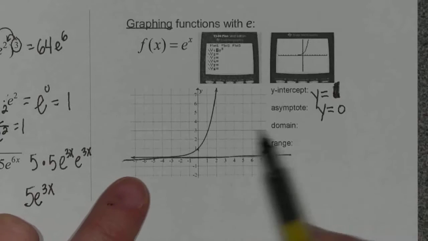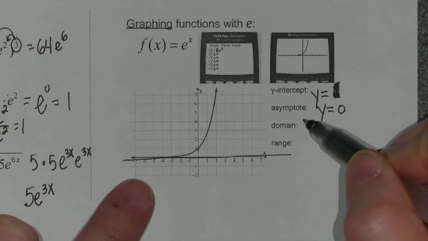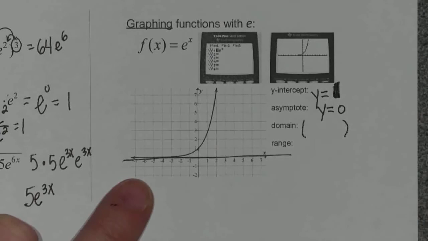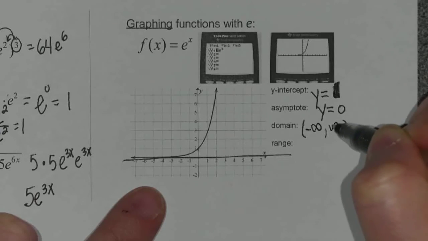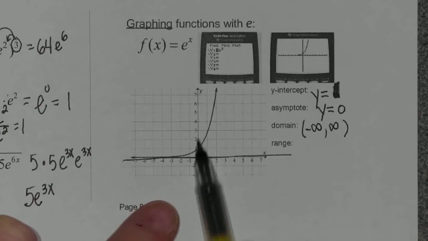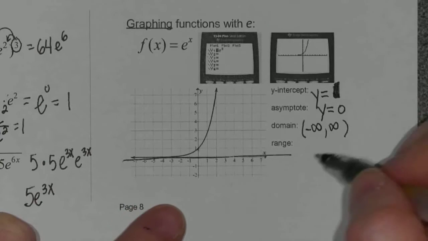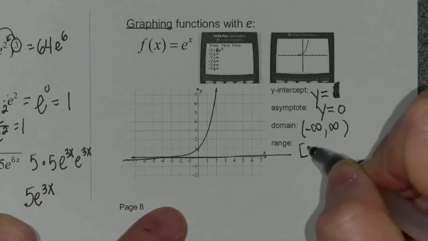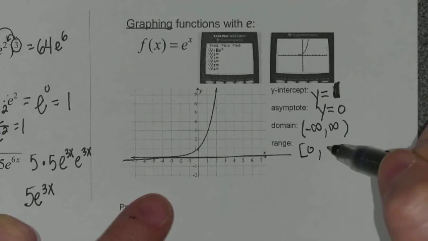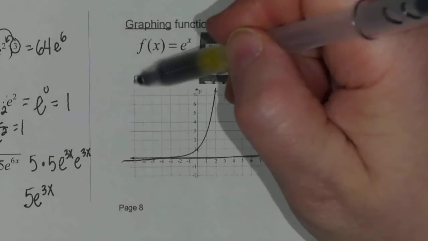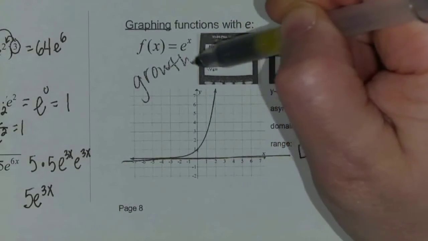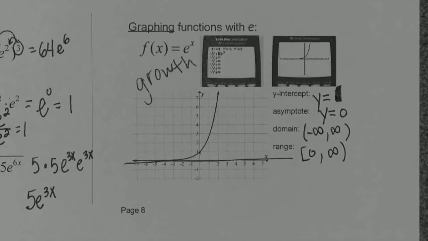So what's the domain of this function? How far left to how far right does it go? Infinite to infinite. Yeah, negative infinity to infinity. And starting at the bottom and going to the top, how low does it go? 0. And how high does it go? Infinity. Good. So this is the growth function, right? Because it is growing. It's the growth function.